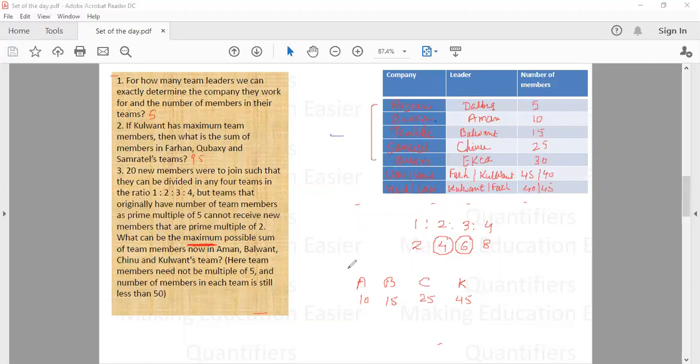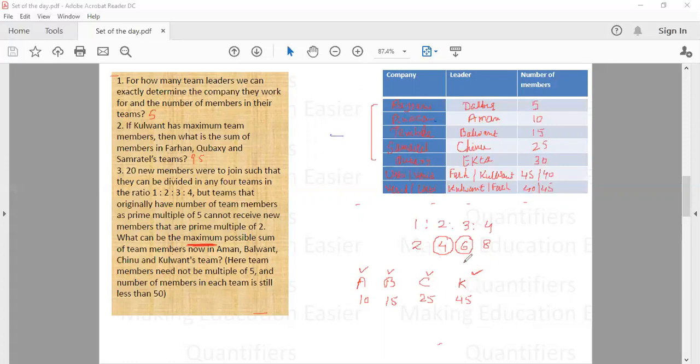Now, it says this 4 and 6 cannot go to the teams which already have the number of members equal to the prime multiples of 5. Now A has 10 members, which is a prime multiple of 5. B has 15 members, which is a prime multiple of 5. C has 25 members, which is a prime multiple of 5. That means these 3 teams cannot get 4 or 6, right? So 4 or 6 can go to only Kulwant. 4 or 6 cannot go to A, B or C. It cannot go to Aman, Balwant or Chinu's team. So it can go to Kulwant's only.